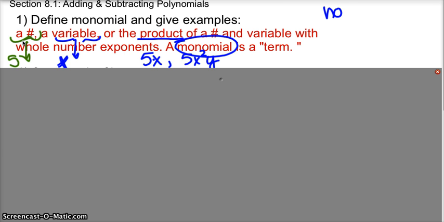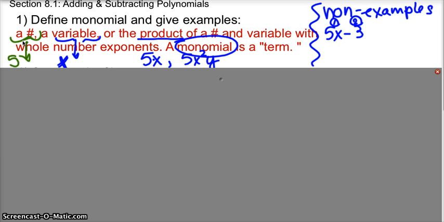However, some things are not examples. If I did 5x minus 3, this is not a monomial because we now have two pieces. That would be referred to as a binomial. Another example of something that would not be a monomial: 5x squared plus 2x minus 3. This would be referred to as a trinomial because it has 3 distinct pieces.